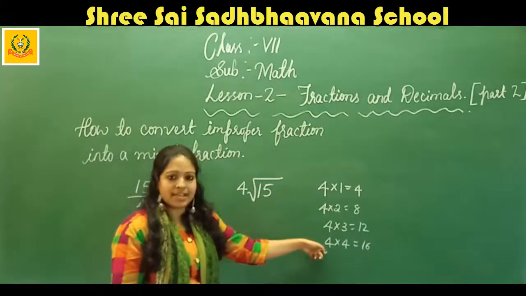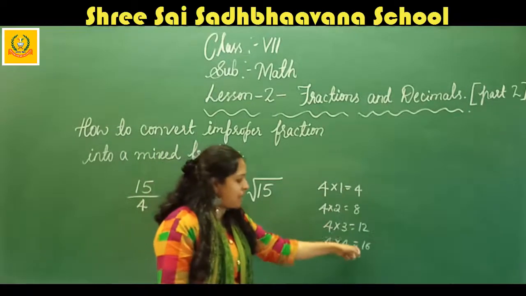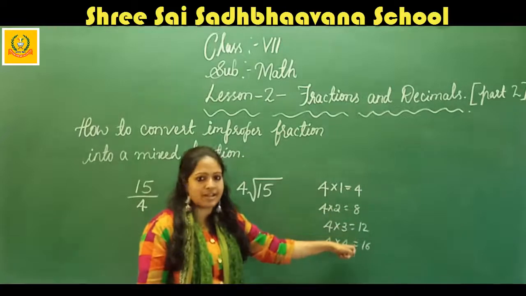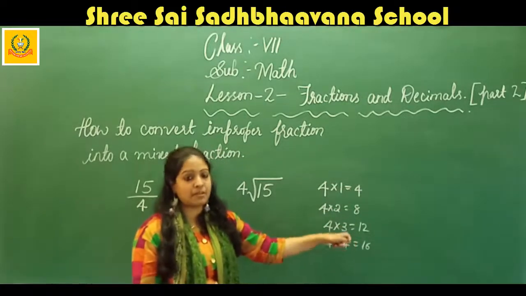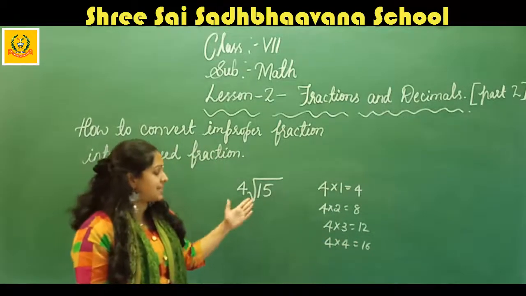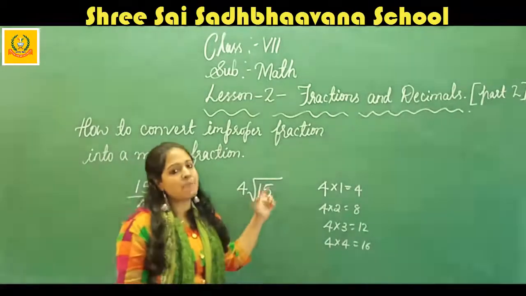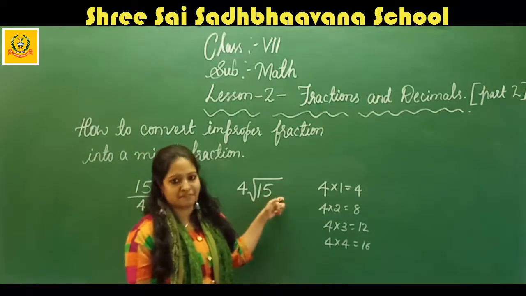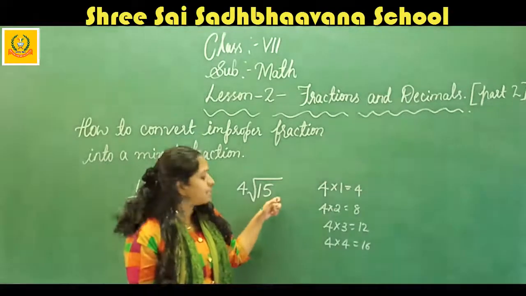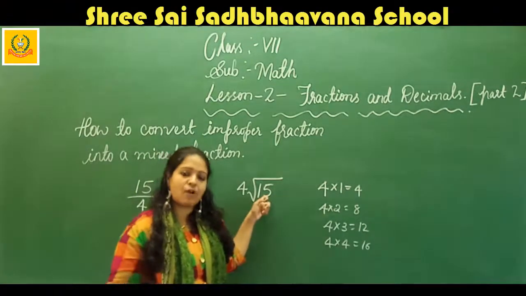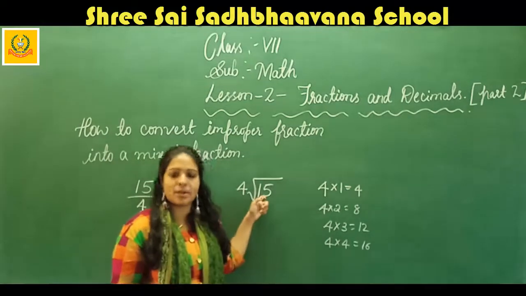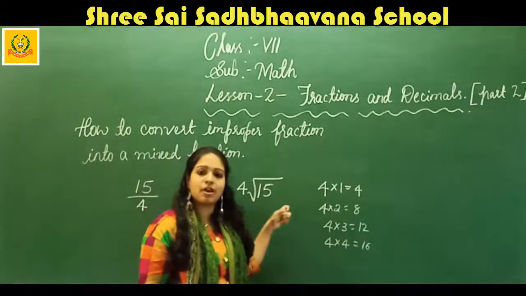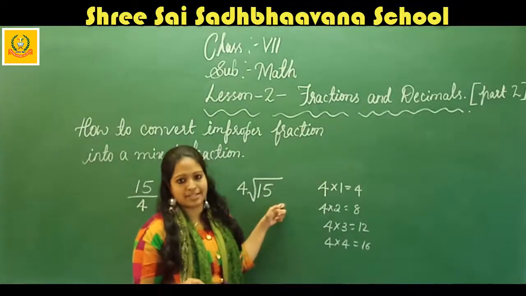Okay. So now here you see. You have to see this part, where 15 will come. Can you see 15 here, children? No, you cannot see the 15. But you may ask, ma'am, 16 is there. Yes, 16 is there, but we cannot take 16. Why? Because 16 is more than 15. We can't take a number which is more than this number. We have to take less than this number. So what do we have to do when 15 is not there? We have to take the back number.